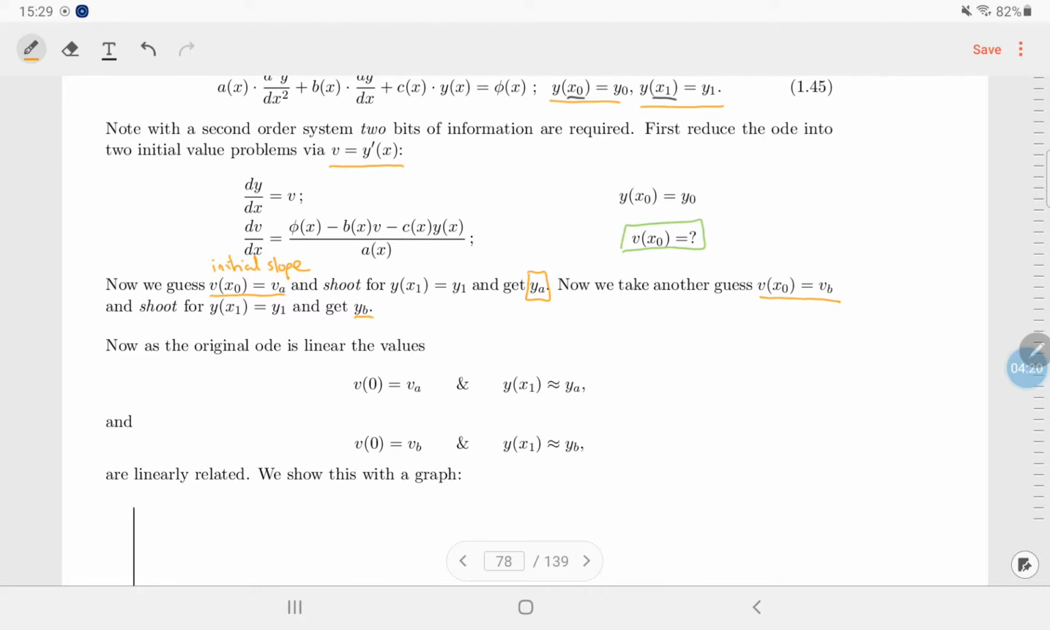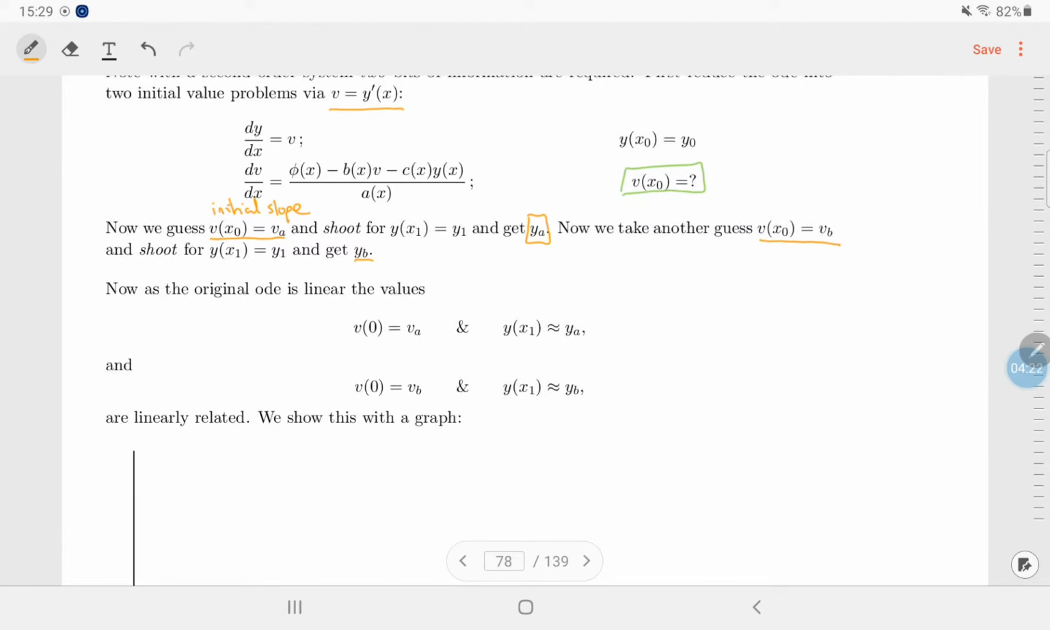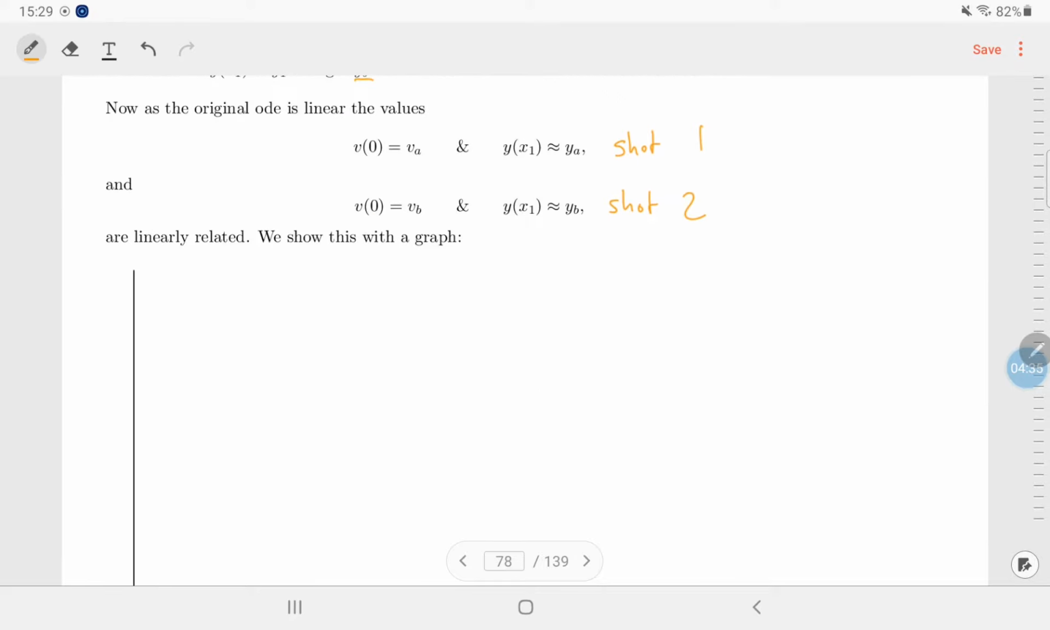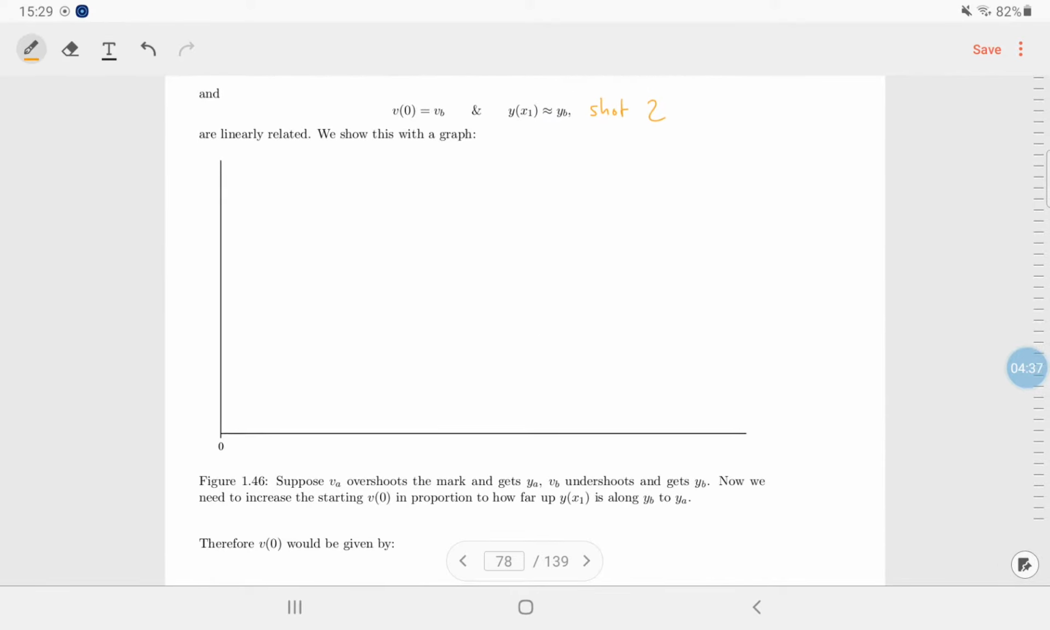And it turns out that there's a relationship between these. So this is called shot 1. It's called the shooting method, shot 2. And there's a relationship between all these that we can kind of explain. Okay, so let's explain this.